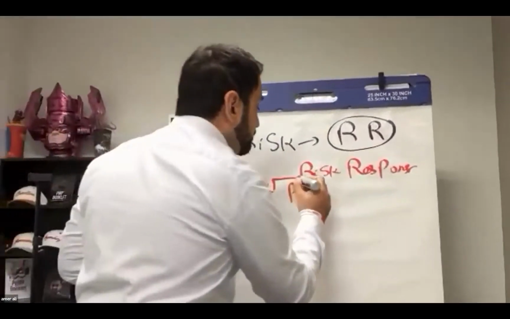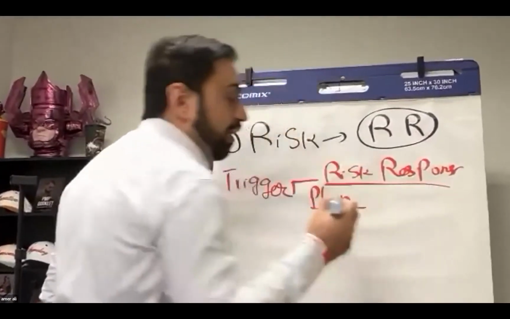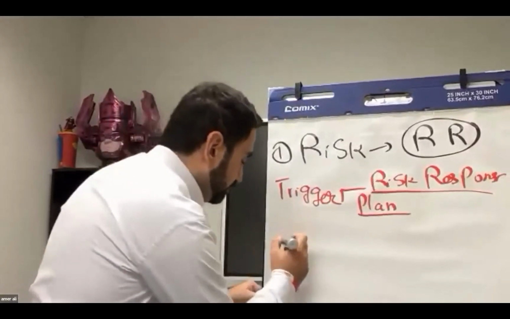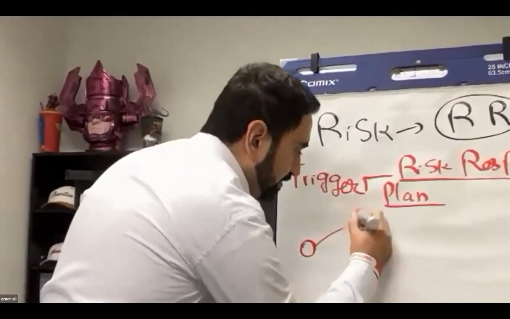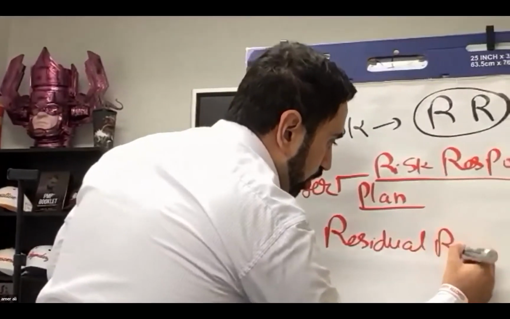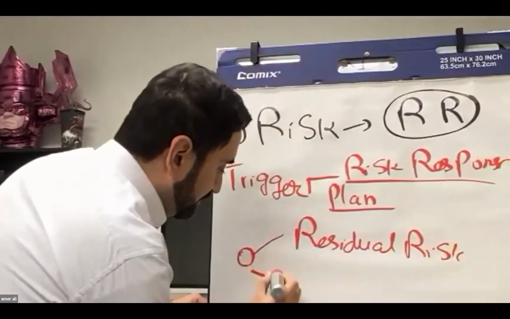Now, this risk response plan is implemented. After the plan is implemented, we have two options here. What are the two options? Option one is residual risk. Option two is secondary risk.